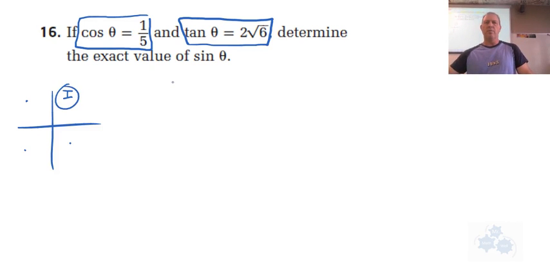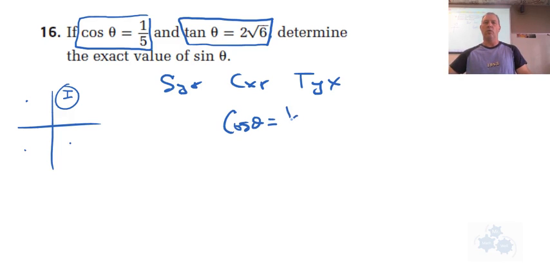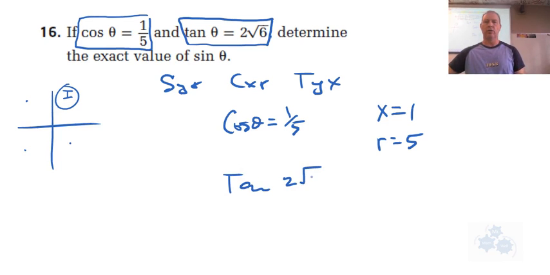So if you remember this little memory mnemonic here, right? SOH CAH TOA, you know that cos is x over r. So cos of theta is 1/5. So that means that x is 1, and r is 5. That's what that looks like, okay? And if we piece together tan, what's tan? Tan is y over x. So tan being 2 root 6.